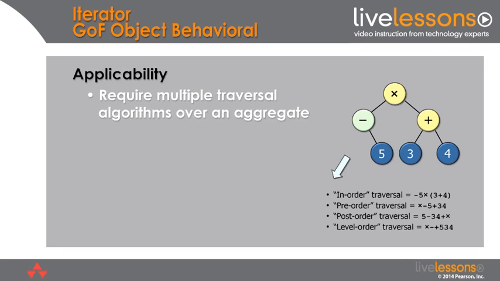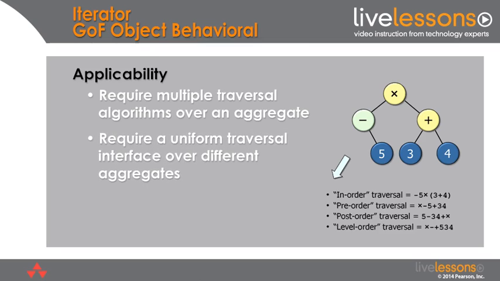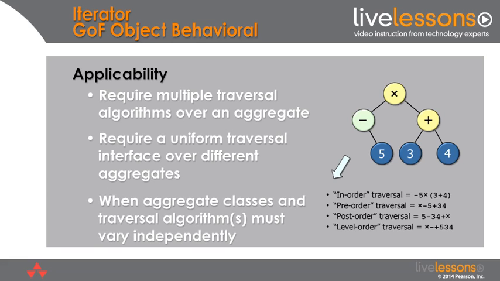If you require multiple traversal algorithms over an aggregate, we might want to go through it in different traversal orders, for example. If you require a uniform traversal interface over different aggregates. In our particular example, we're primarily working on expression trees. But more generally, you might want to have a way to traverse lots of different kinds of aggregates or containers: trees, sets, maps, queues, lists, and so on. And finally, if you have aggregate classes and traversal algorithms that have to vary independently, you want to be able to keep those things independent of each other so they can mix and match in various different sequences.